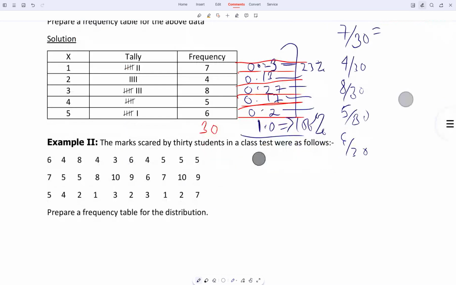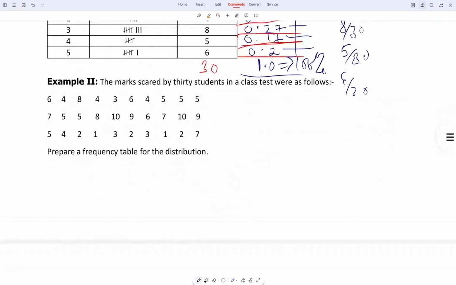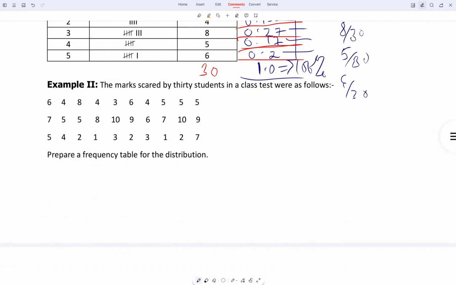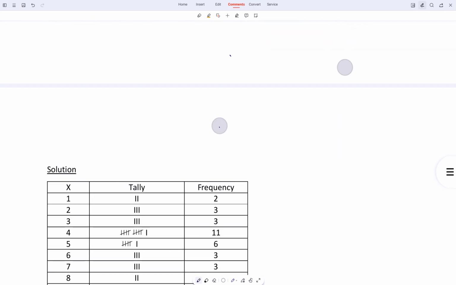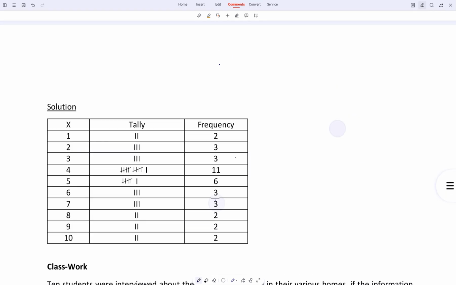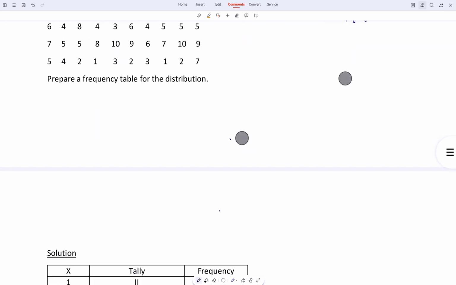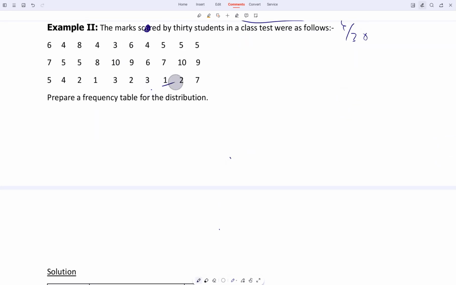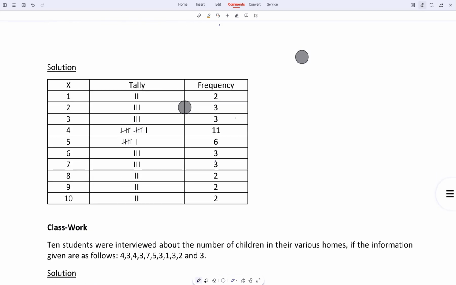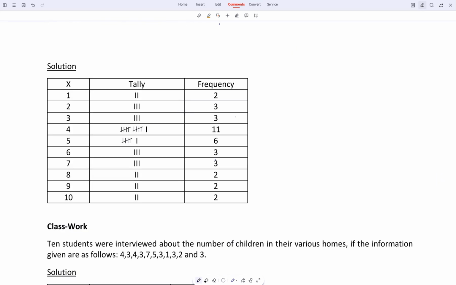All right, so then we have another example here. The marks scored by 30 students in a class were recorded as follows. So we want to present it in a frequency table, just like I did the other time. You start from the list number, which is 1, then you go to the next one, 2, 3, 4, 5, 6, 7, up to 10.